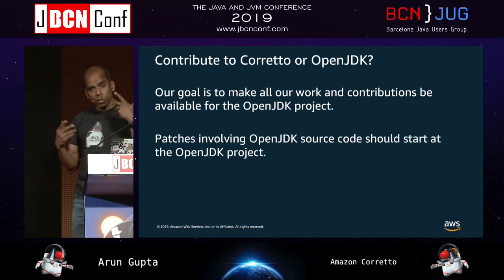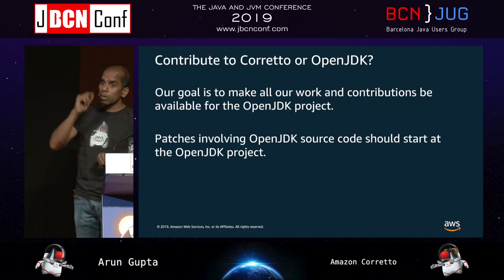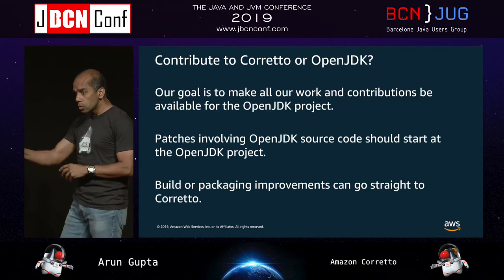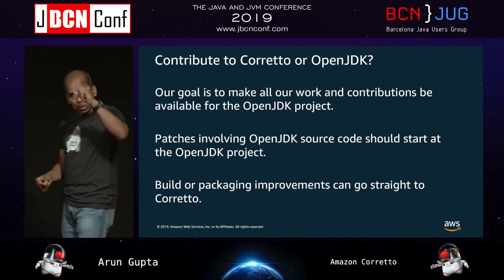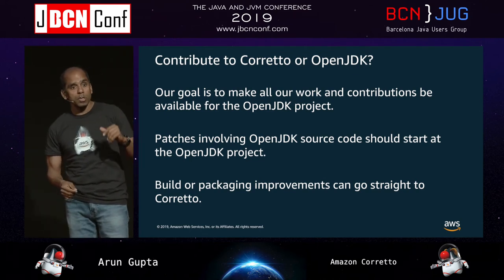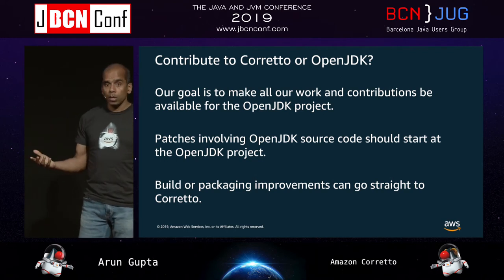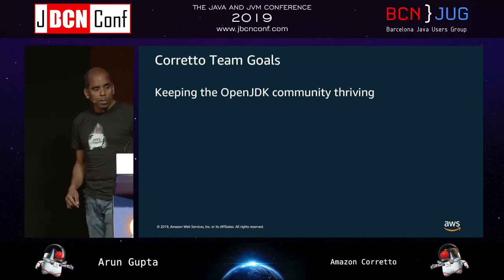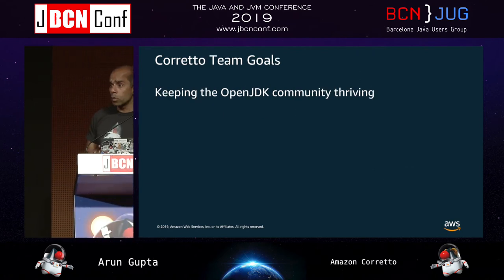So the patches involving OpenJDK should really be going upstream. But if there are any packaging improvements, like this packager doesn't work for me, or there's a typo in the packager, or the Docker image doesn't look good for me, that is a bug that you can file on our GitHub repo, essentially. So what are the key goals for the Corretto team?